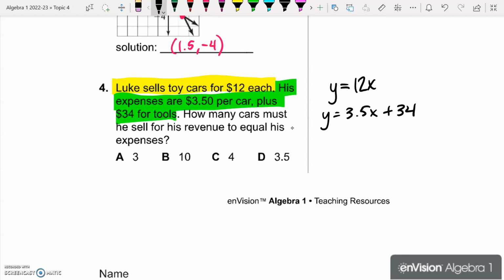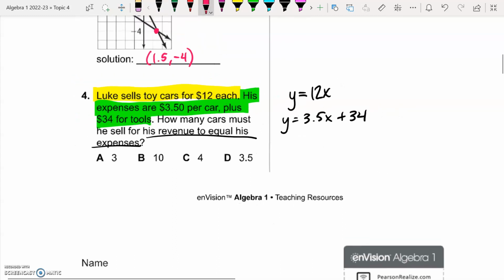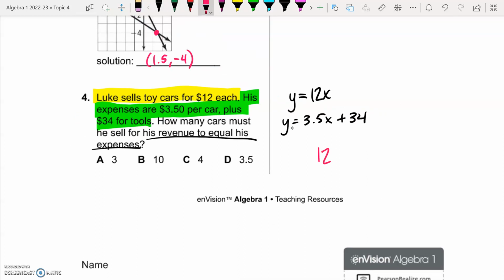So then it says, how many cars must he sell for the revenue to be equal to his expenses? Well, if you think about this, it's really just a substitution problem. You could graph it, right? But we don't have Desmos, so we're just going to set them equal to each other. I'm going to take this and sub it in for the y, or vice versa. I could take the other one and sub it in for the other y. Doesn't matter how you do it. We should end up solving it like this.